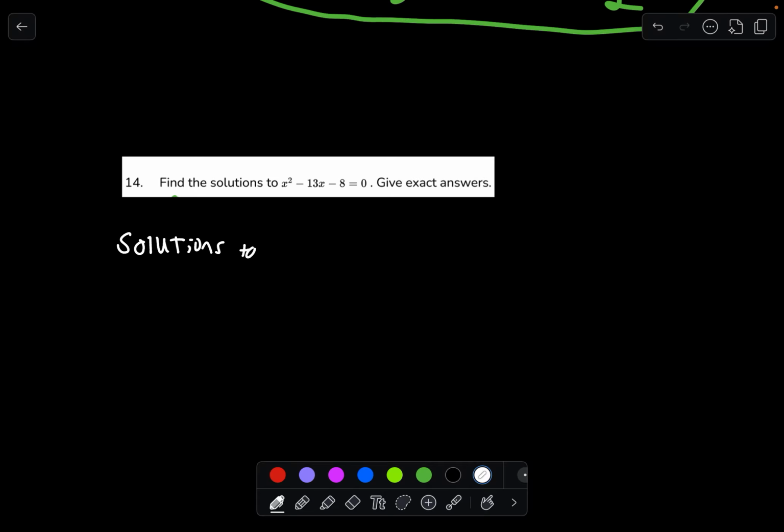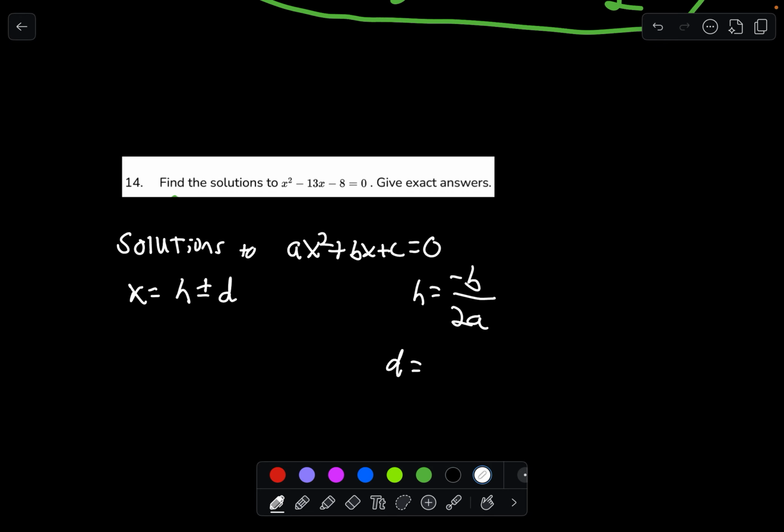So in our curriculum, the solutions to ax squared plus bx plus c equal to 0, they taught it as being this: x equals h plus or minus d, where h equals the vertex location, the opposite of b over 2a, and d is the distance from the axis of symmetry to the 0, the x-intercept.